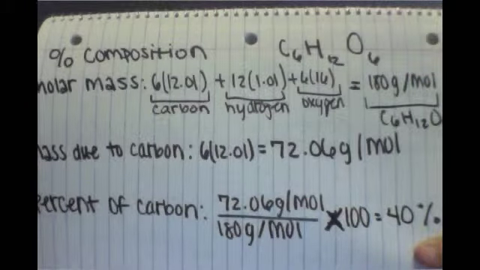Example number 2 is C6H12O6. The molar mass is 6 times 12.01 of carbon plus 12 times 1.01 of hydrogen plus 6 times 16 of oxygen. And you get 180 grams per mole. The mass due to carbon is 6 times 12.01, which is 72.06 grams. Then you do the percent of carbon: 72.06 divided by 180 times 100, and you get 40%.